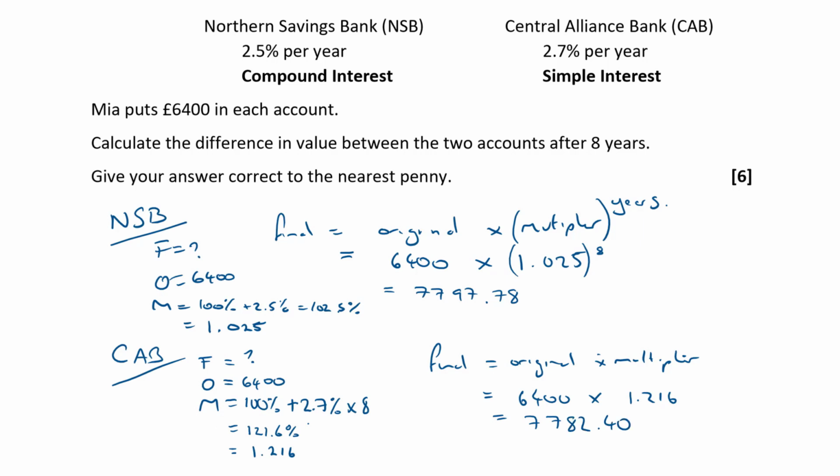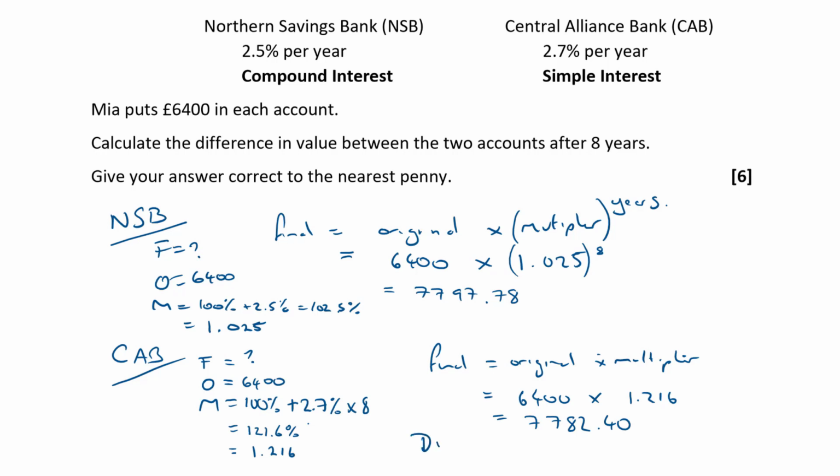£7,782.40. Okay, which you'll notice is slightly lower than the compound interest amount, which is, I suppose, the point of what we're looking at here, isn't it? So what is the difference between the two? Work out the difference between the two. So subtracting one from the other.